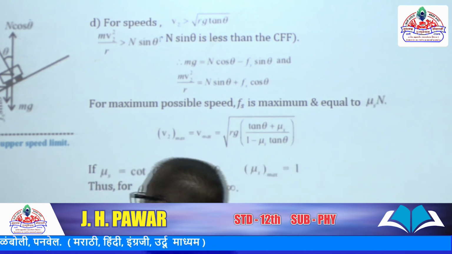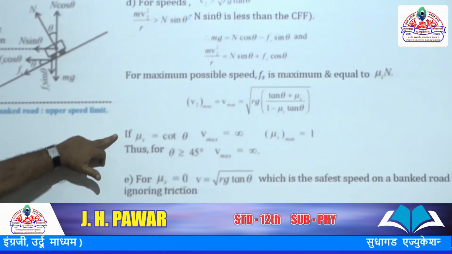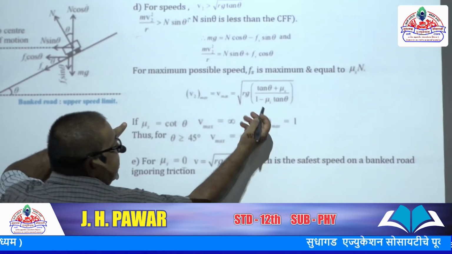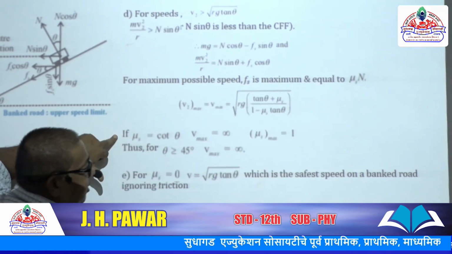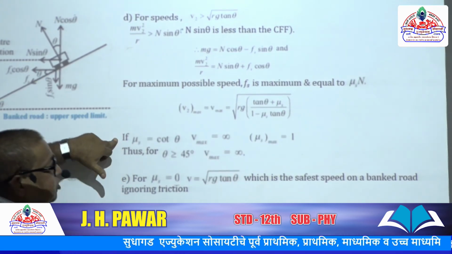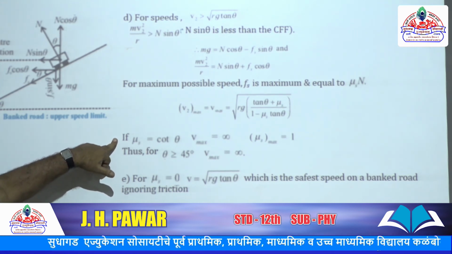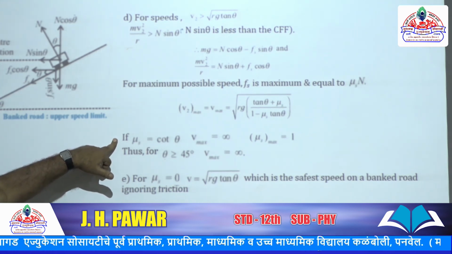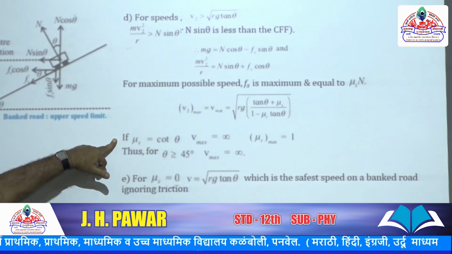theta. Thereafter different cases are there. Look at the case mu s equal to cot theta. If we substitute cot theta here, then cot theta into tan theta is 1, and 1 minus 1 means 0. So maximum speed should be infinity, if possible. It is not possible to move a vehicle with infinite speed, but you can drive this vehicle at infinite speed in principle.